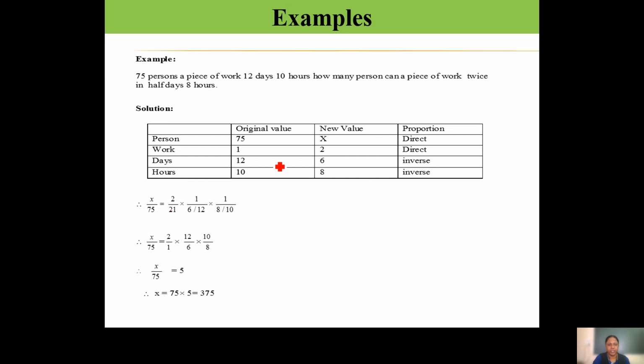Then here the inverse proportion is there, so we have to write 12 upon 6. Then again inverse proportion, so here 10 upon 8. So x upon 75 is 2 upon 1 into 12 upon 6 into 10 upon 8. We do these calculations and we can see that the right hand side is 5. So the value of x is equal to 75 into 5, that is 375. So simply we get the answer as 375.